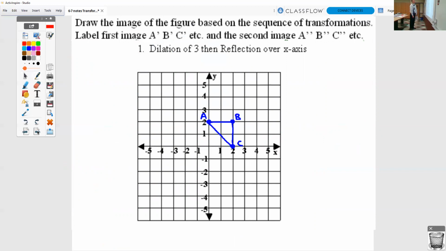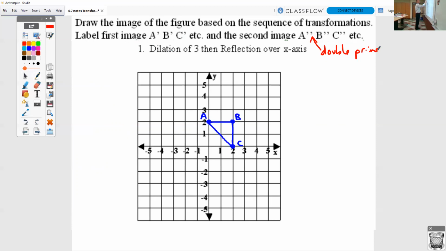It says draw the image of the figure based on the sequence of transformations. Label the first image A'B'C', and the second one A''B''C''. All right, those 2 little apostrophes are pronounced as double prime. You must follow this order.